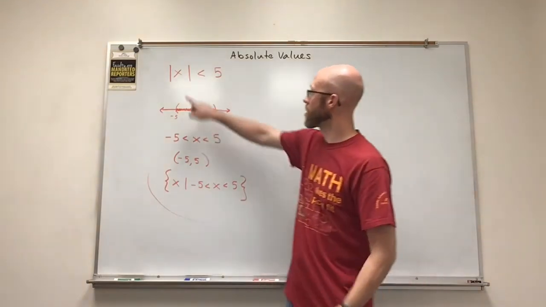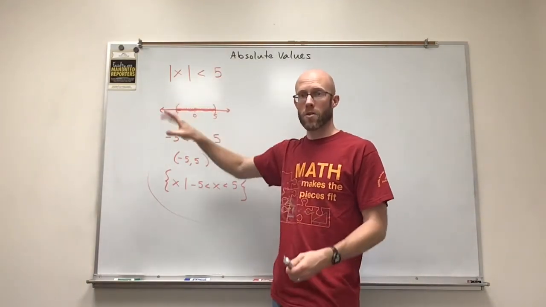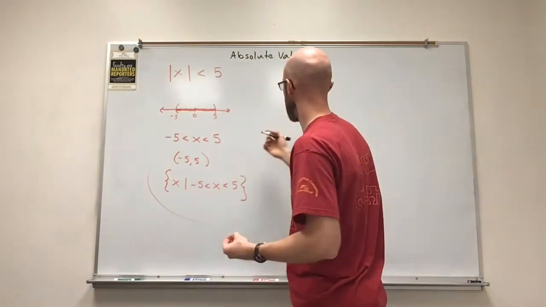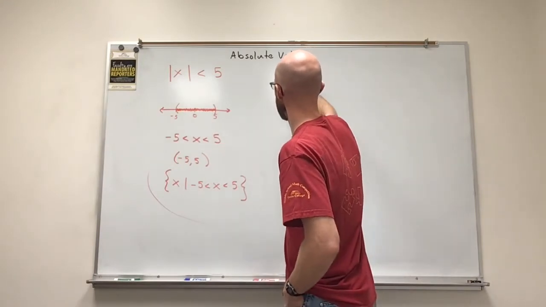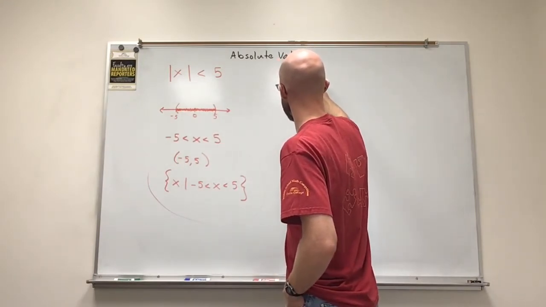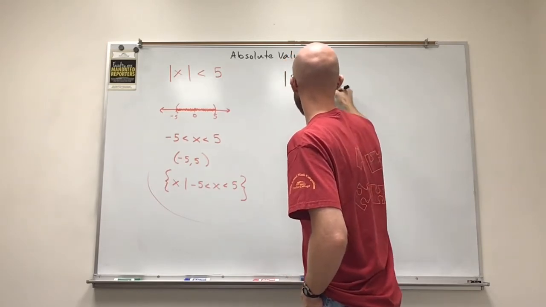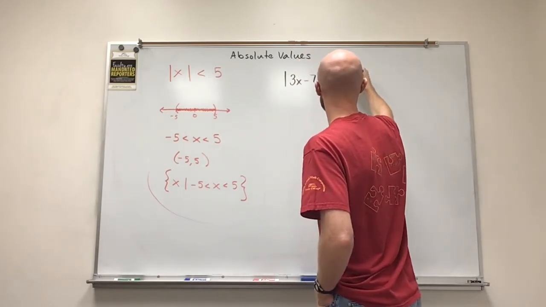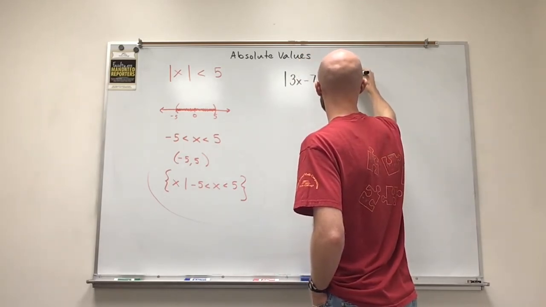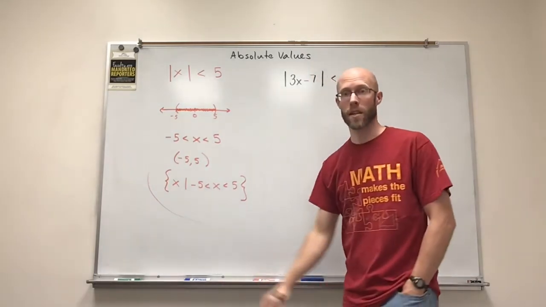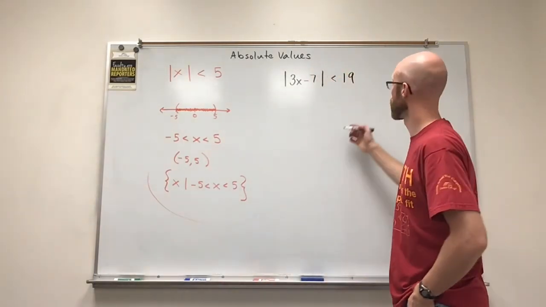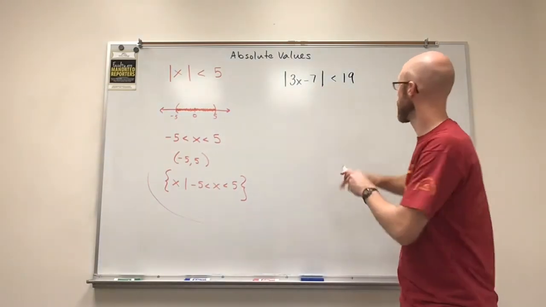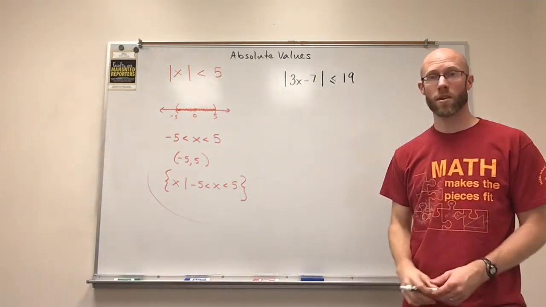Let's try something a little bit more complicated. Let's throw some more stuff in the absolute value. So this stuff works when you have an absolute value less than a number. Let's try something like the absolute value of 3x minus 7 is less than, let's go with 19, something like that. Okay, so in this example, again, I have some stuff in an absolute value less than, actually let's make it less than or equal to 19.